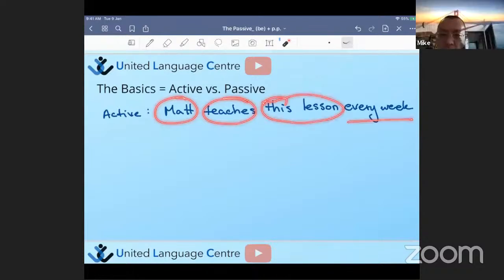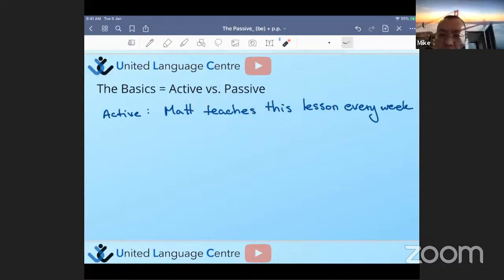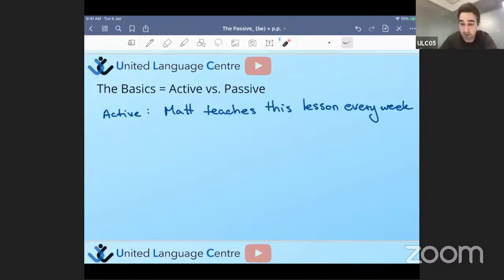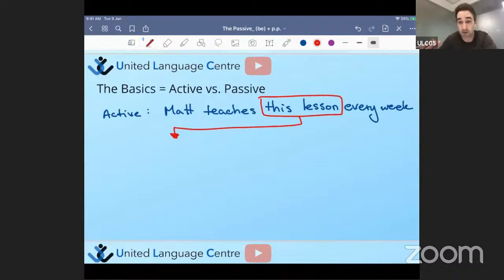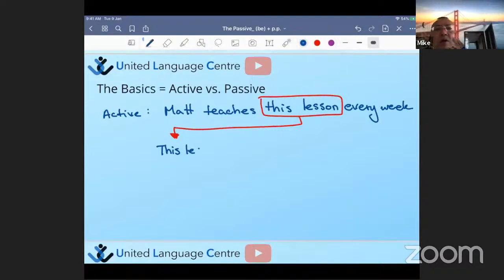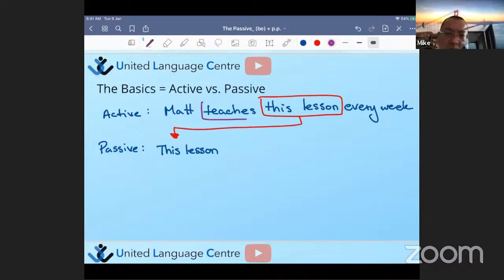The time is not really important in passive, okay? So what happens in a passive sentence? You guys probably know this, so I'm gonna go a little bit fast at the beginning, but what happens in a passive sentence is the object becomes the first part of the sentence. So in this case it is this lesson. So this is our passive structure, and the passive structure is always the same or always very similar. Then we have the verb.